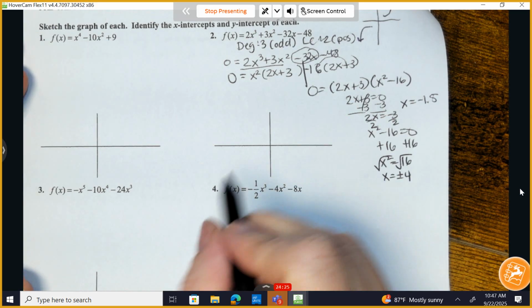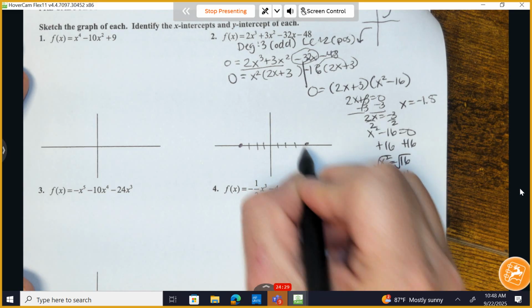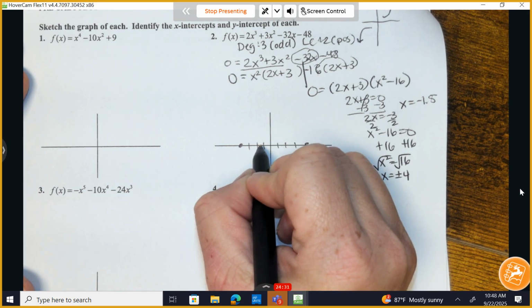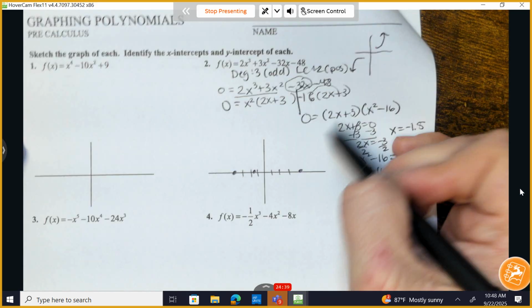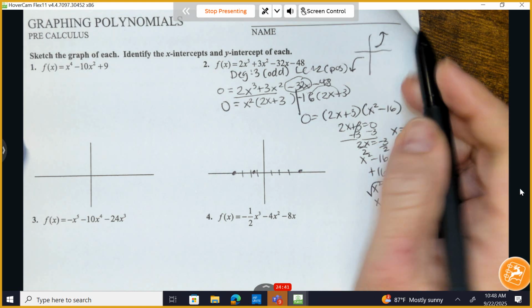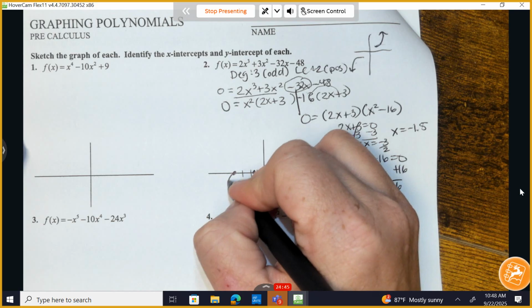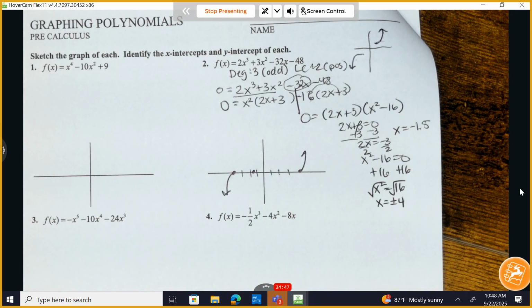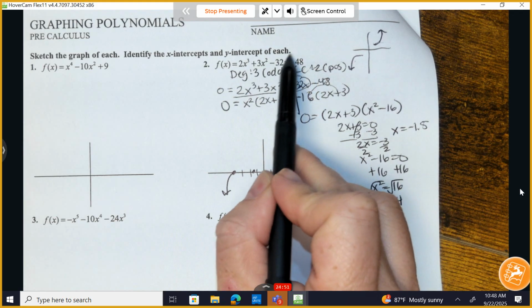Okay, here we go. Well, let's graph. Let's go to positive negative 4. And let's go to negative 1.5. Notice that my end behavior says the last x-intercept, we're going to go up on the right, and the last x-intercept on the left, we're going to go down. That's my end behavior. We also want to identify the y-intercept, which is this constant value.